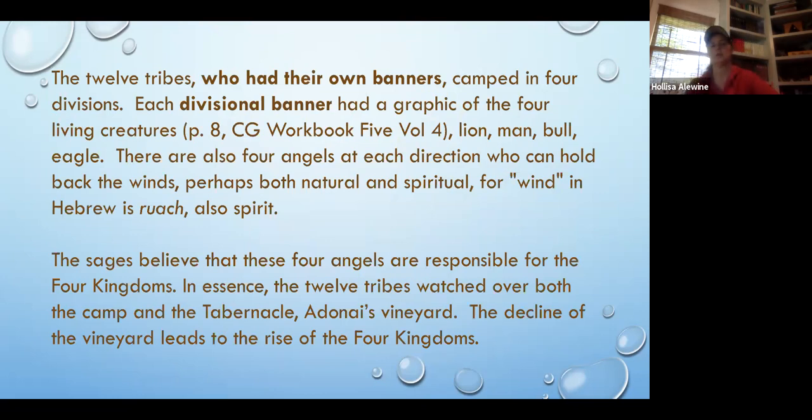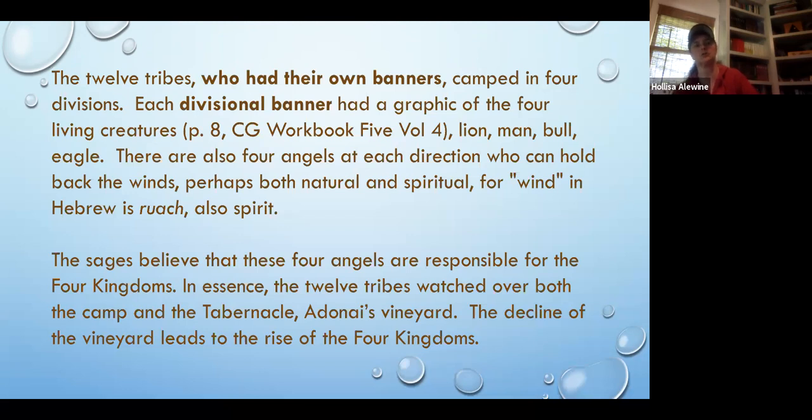So it says the 12 tribes who had their own banners camped in 4 divisions. Each divisional degel, or banner, had that graphic of the 4 living creatures: the lion, the man, the bull, and the eagle. There are also the 4 angels at each direction who will hold back the winds. And they may be both natural and spiritual, because remember, wind in Hebrew is ruach, which is also spirit. And based on the book of Daniel, the sages believe that these 4 angels are responsible for the 4 kingdoms.